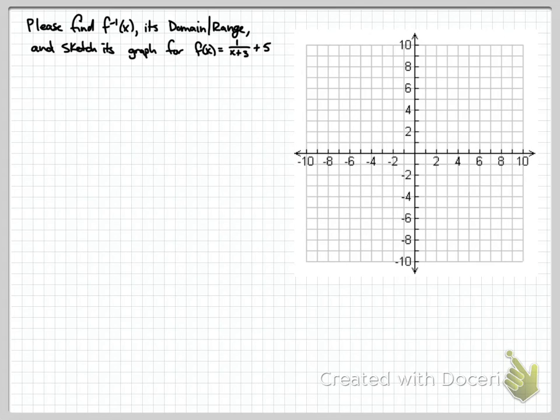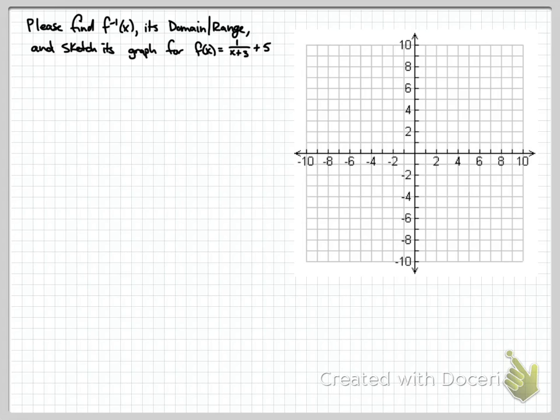Alright, so in this example, we are given a function, f of x, equals 1 over the quantity x plus 3, plus 5, and we need to find its inverse function's equation. We need to find the inverse function's domain and range, and we need to sketch a graph of the inverse function. So the first thing that I want to do is do all of that for our original function f. So let's start with the domain of f.